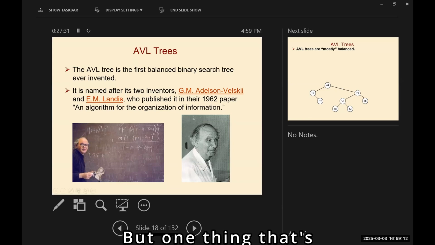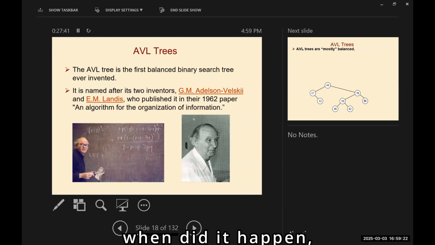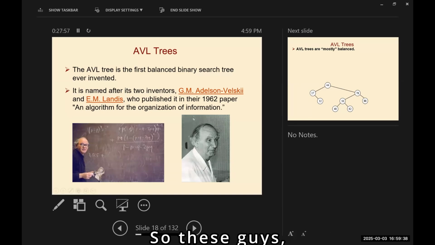But one thing that's true about many things in computer science is, if you ask mathematics, when did it happen, right? You might have to go all the way back to Euclid. But if you ask computer science, when did it happen? It all happened post the 60s, right? They didn't have computers before the 60s. So these guys, they got in and they did all the low-hanging fruit, right? Anything they wanted to do, they solved all these problems quick, right?